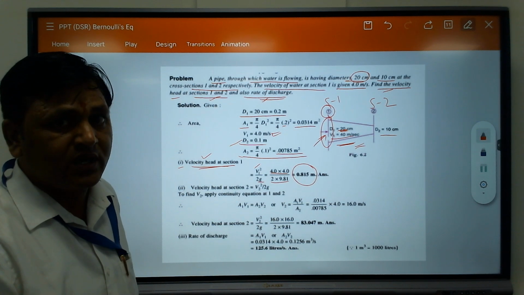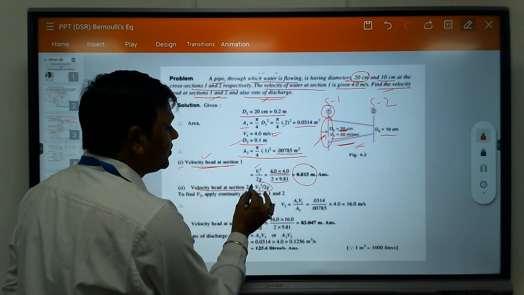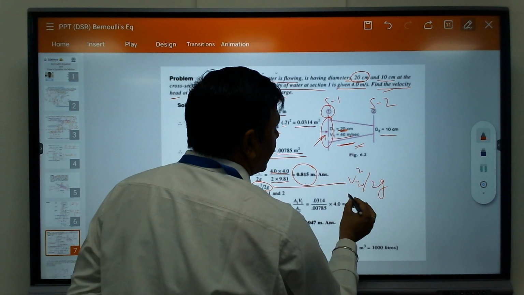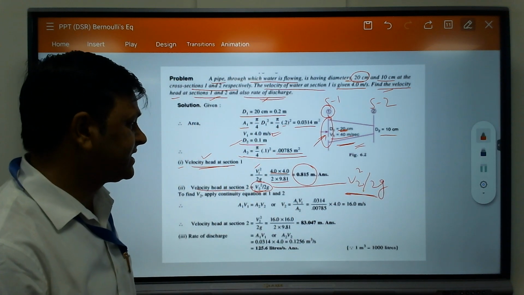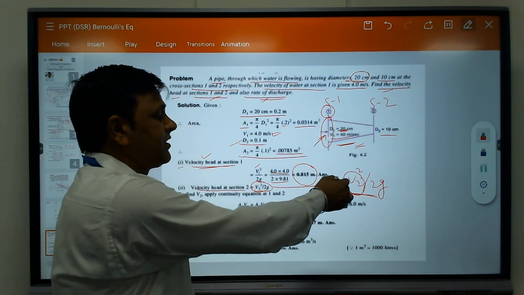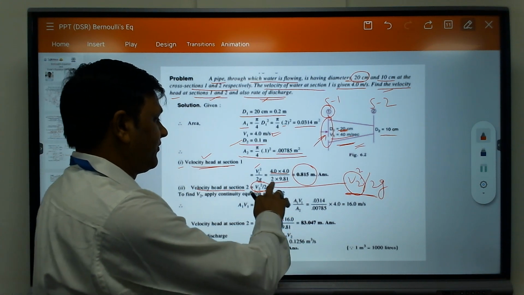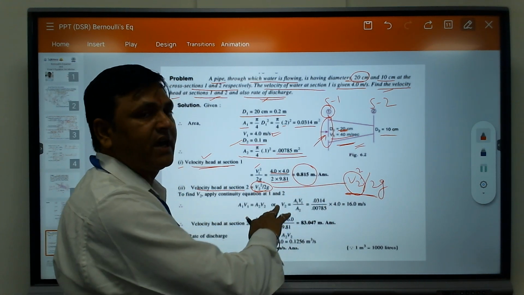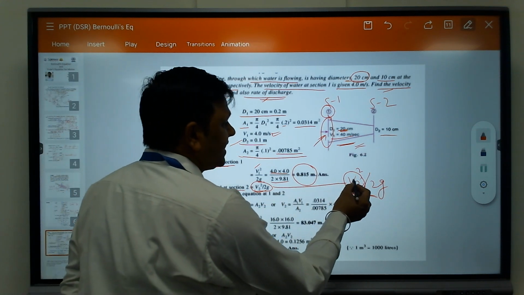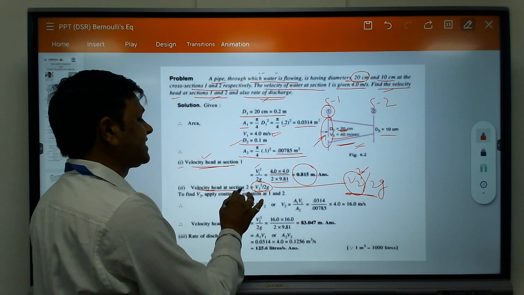Okay. Now in section 2, velocity head is V2 square over 2g. Now the problem is this: the value of V2 is not given in the numerical. One equation, two unknowns, we are not able to solve the problem. So, firstly, we will calculate the value of V2, then find the velocity head at section 2.